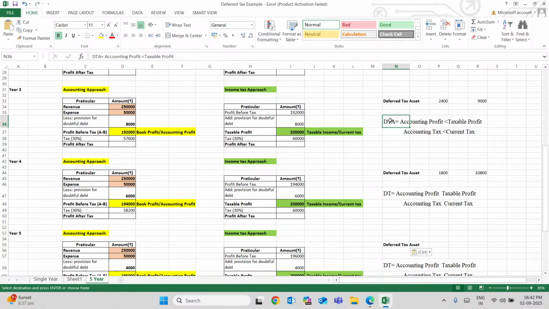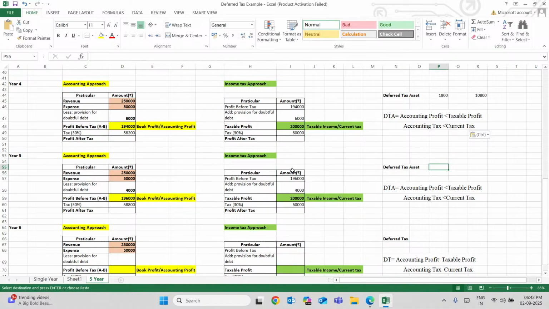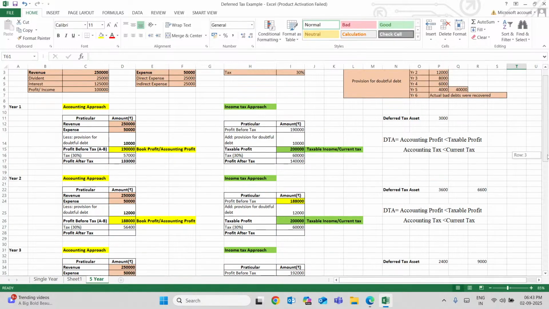So under here, which will give us 1200, and what will be the total DTA till here? We are gonna add it to the 10,800. We have 12,000, right? So here you can see that the total DTA which we have created, where the total provision for doubtful debt was 40,000, right? Now, for 5 years we have made it.